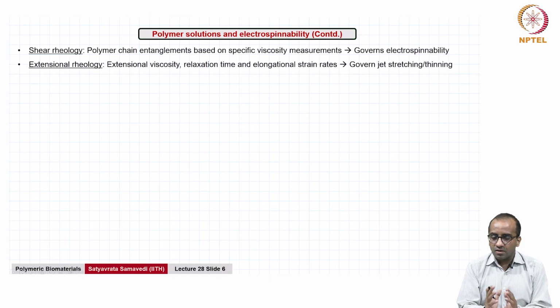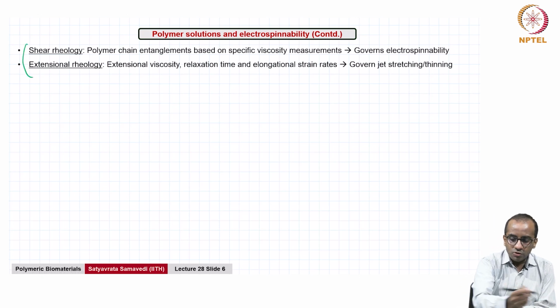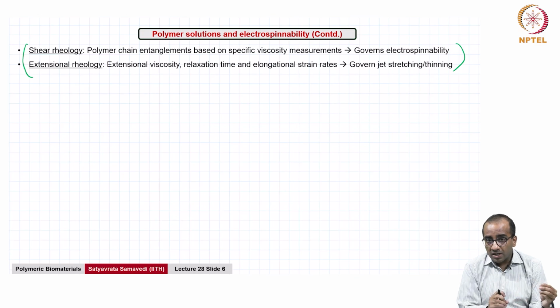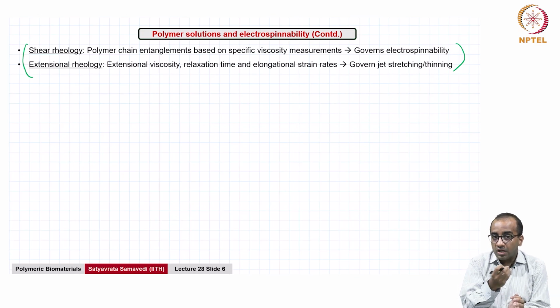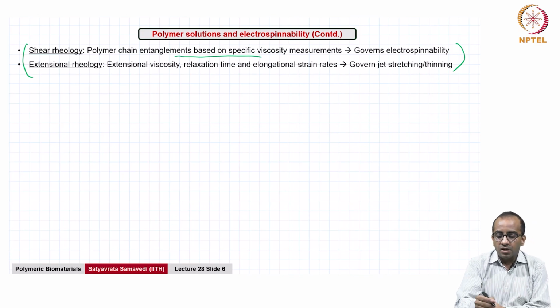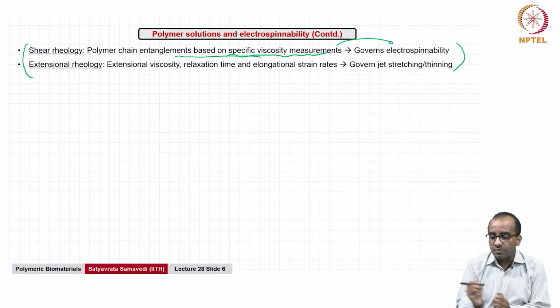No, there are other requirements from rheological perspectives, and just to give you a hint, we are looking at two different perspectives. One is shear, where I've already hinted at the fact that if you don't have enough chain entanglements in solution, you're going to have breakup of the jet into droplets. So, polymer chain entanglements are very critical, and those can be gauged using specific viscosity measurements, which ultimately governs electrospinnability, right? And we will look at some examples of that.